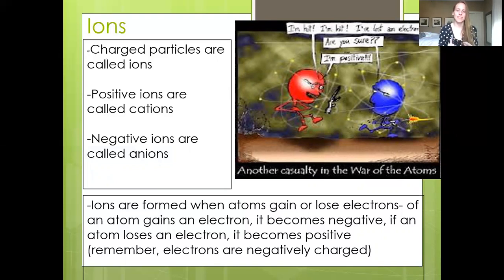Positive ions are called cations. They are formed anytime an atom loses electrons. Negative ions are called anions. They are formed anytime an atom gains electrons.